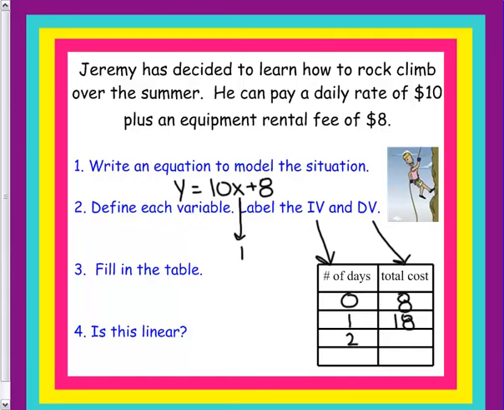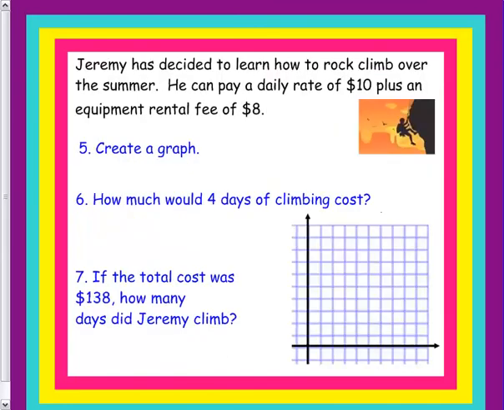2 days, he's going to pay 2 times 10, which is 20, plus 8, which is 28. And you're going to see a pattern in the table. So it's kind of nice because then you don't have to fill it in as crazy. Is this linear? The answer is yes. Is it proportional? The answer is no, because of that $8. But it is linear because it's increasing at the same rate every day.